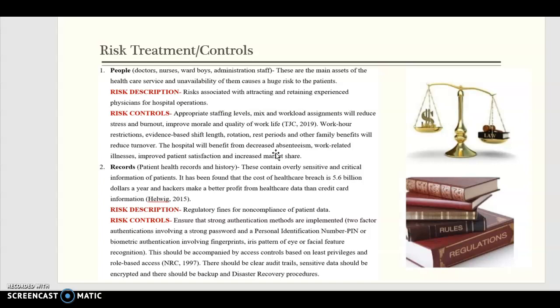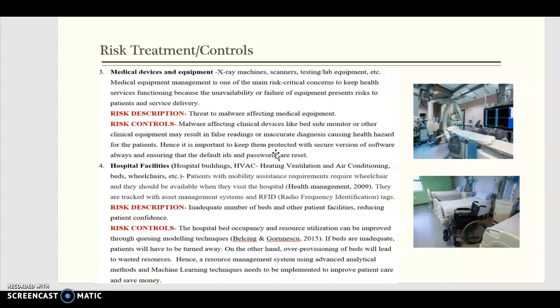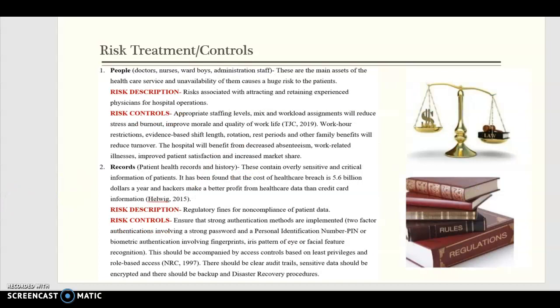Patient health records and history contain very sensitive information, and they have to be protected as per HIPAA, GDPR, and other regulatory acts. And non-compliance of this can result in huge fines. For this, the controls recommended are to ensure that strong authentication methods are implemented. Two-factor authentication involving a strong password and a PIN, or biometric authentication involving fingerprints, iris pattern or facial recognition, and it should also be accompanied by access controls based on least privilege and role-based access.